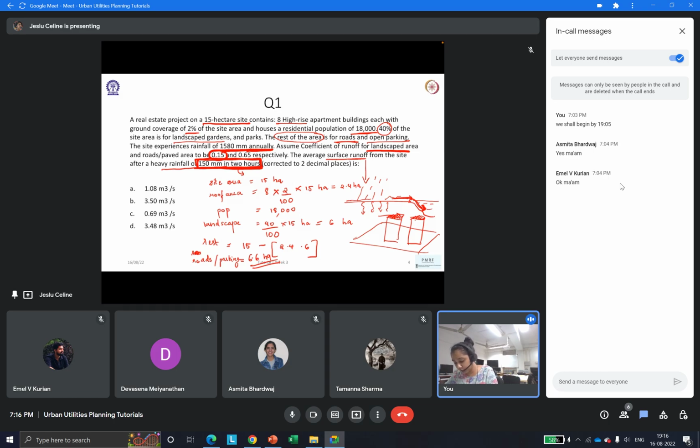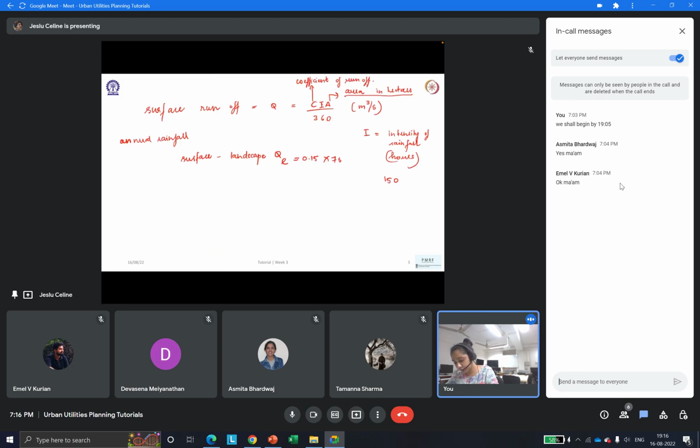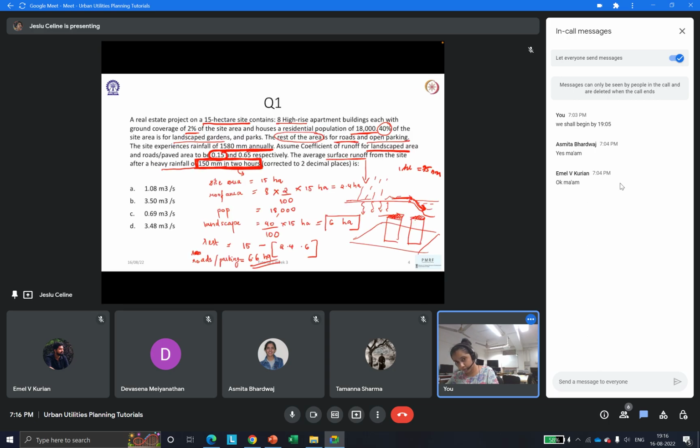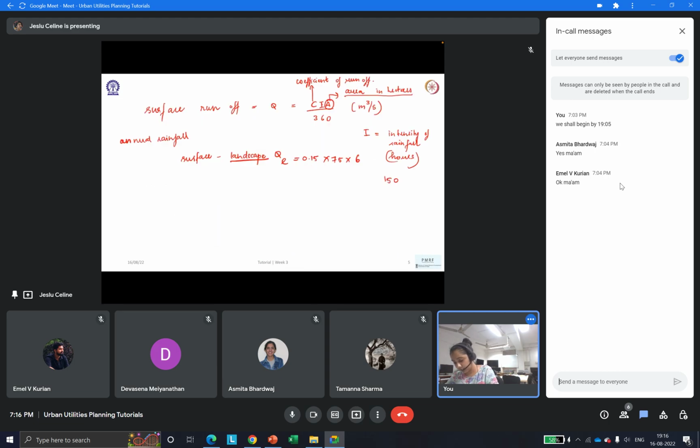So the information we need to take from here is this 150, which is there in 2 hours. So obviously in 1 hour, we will have 75 mm. So that is the information which we will be taking over here. So 75 into, and obviously the area. So how much area? So for landscape, we already found what is the area which was there. So I'm just going back. So it is the 6 sectors which we already found here. So 6, now divided by 360.